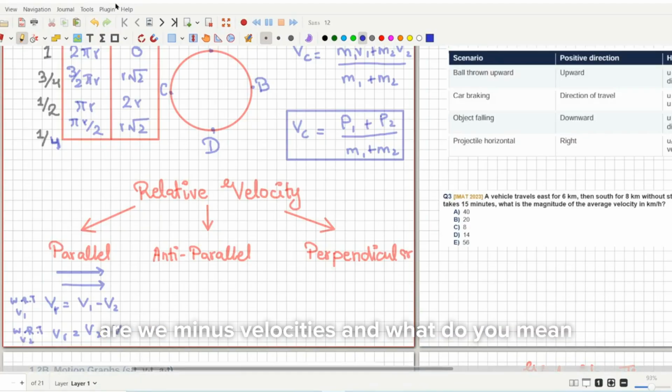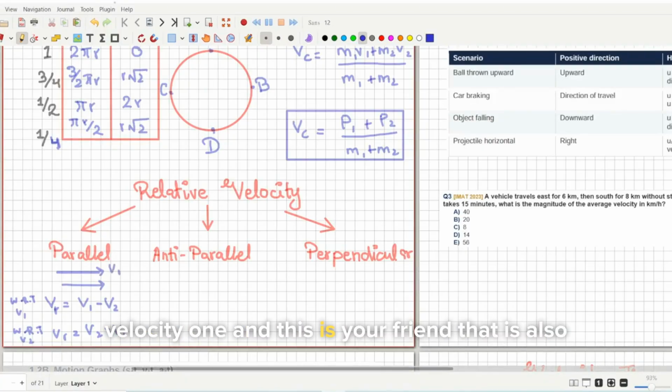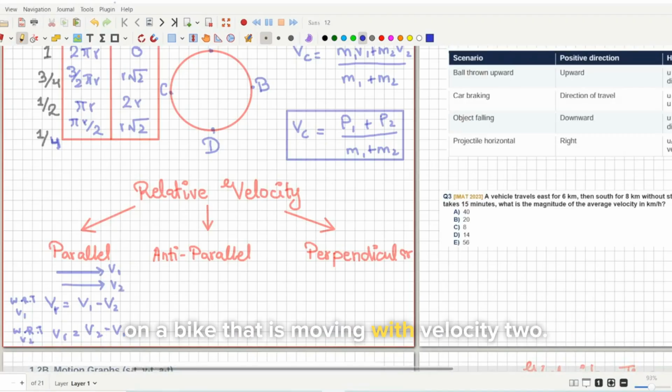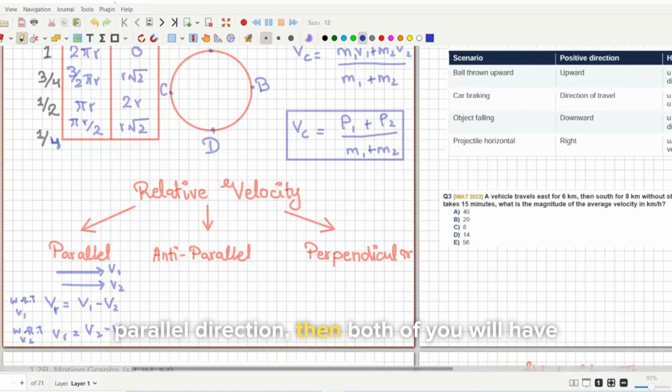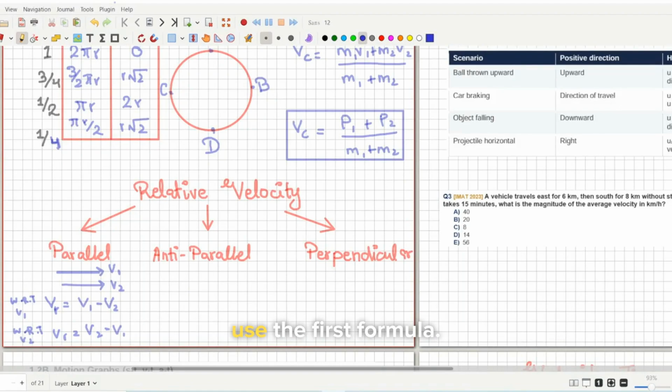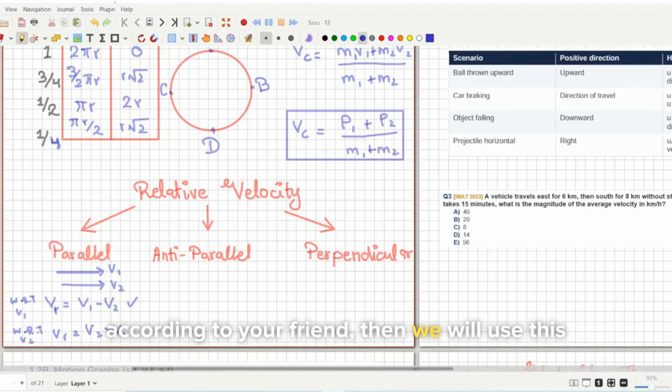Why are we subtracting velocities, and what do you mean by with respect to v1 and with respect to v2? The answer is really simple in the diagram. For example, this is you moving with velocity 1, and this is your friend on a bike moving with velocity 2. If both of you are moving in a parallel direction, then both of you will have velocities. For example, v1 is you, then if we are talking about velocity with respect to you, we will use the first formula. And if we are talking about relative velocity according to your friend, then we will use this formula, because there is a perception of velocity.